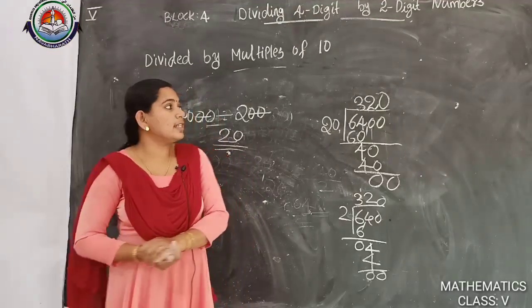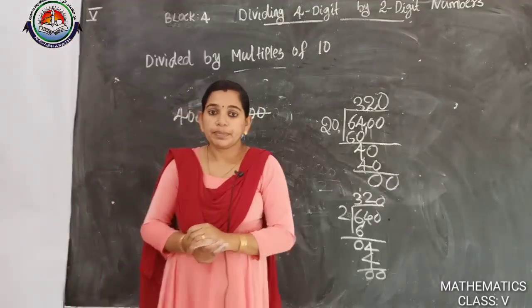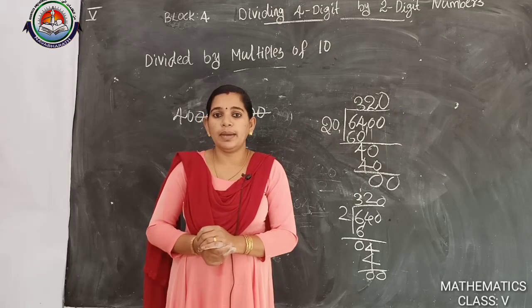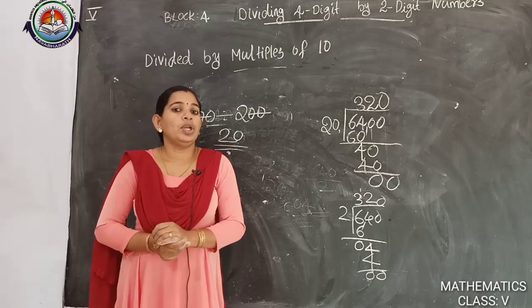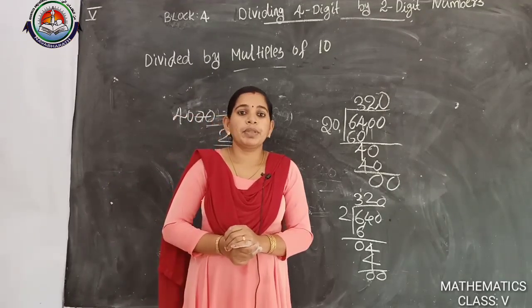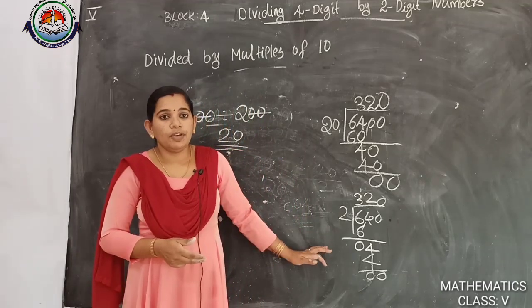Today we discussed how to divide by multiples of 10. First we cancel the zeros and divide. After cancelling the zeros, we get division by a one-digit number. You already studied how to divide by one-digit numbers. Then we will do some problems also here.